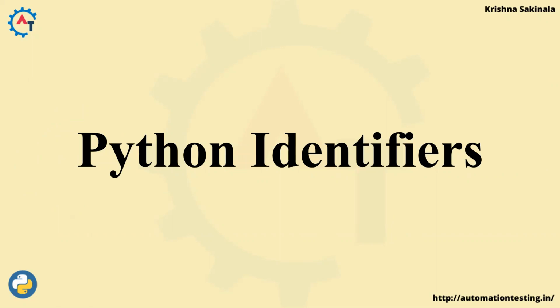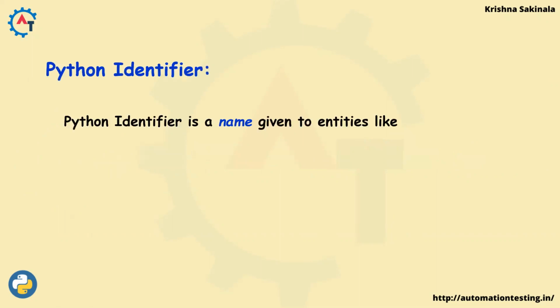In this video, we will see Python identifiers. So what do you mean by identifier and what is this identifier in Python? Okay, we will see. A Python identifier is a name given to entities like classes, modules, functions, variables, etc. Means you are identifying something. If you want to identify something, how will you identify? You need to give a name.